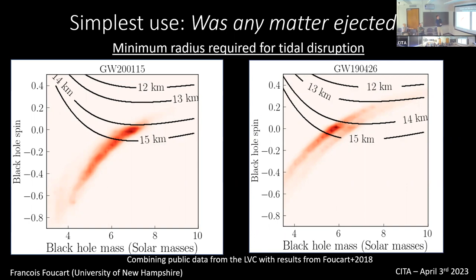Now, if we had a system like that, but with a spin 0.2 higher than where we were here, then if we saw an electromagnetic counterpart, we would be able to make a straight cut through the parameter space of these systems. First, only the samples in the disrupting region are possible. And second, the radius of the neutron star has to be in that range here. Right? So to be clear, in these two events, we have not seen an EM counterpart.